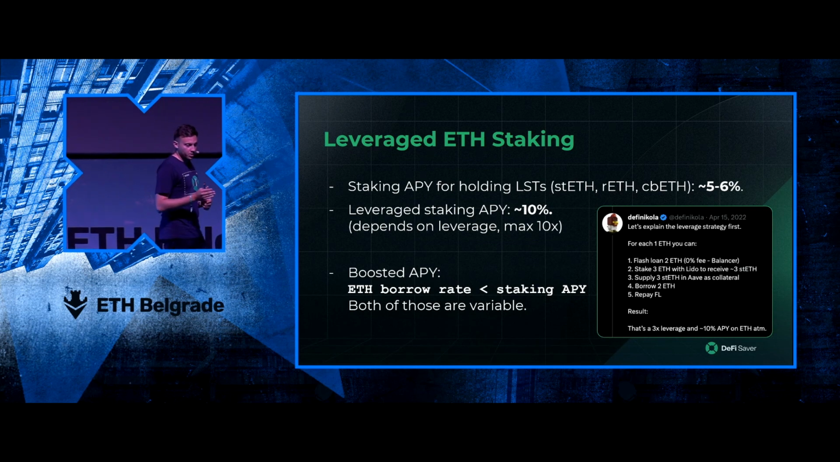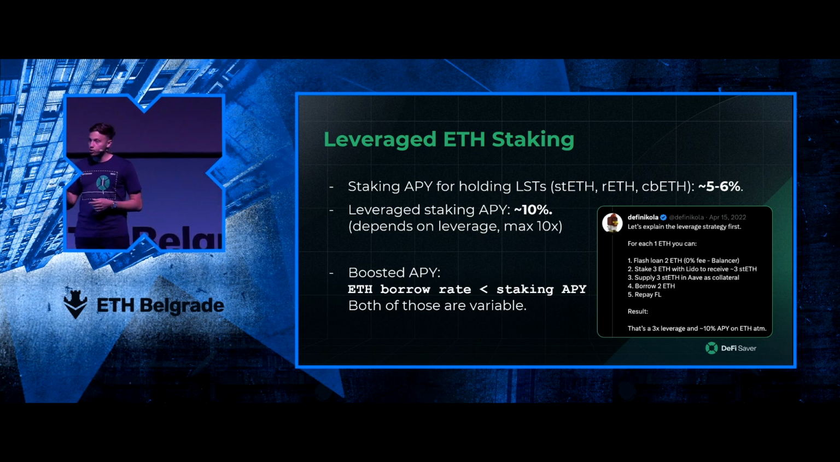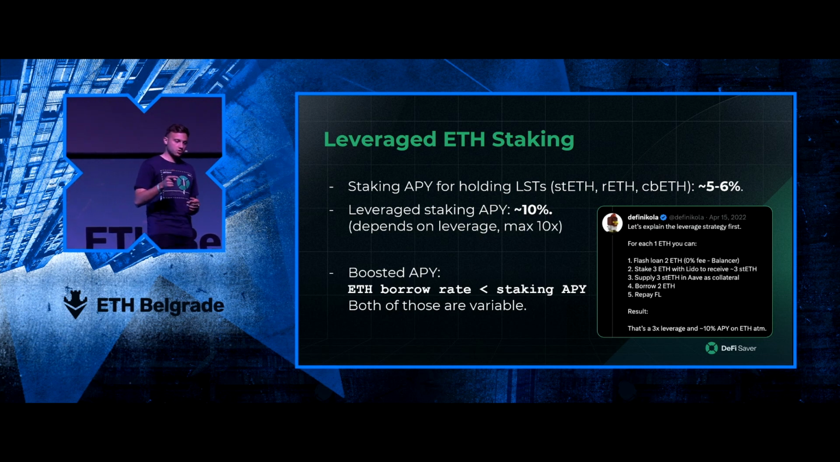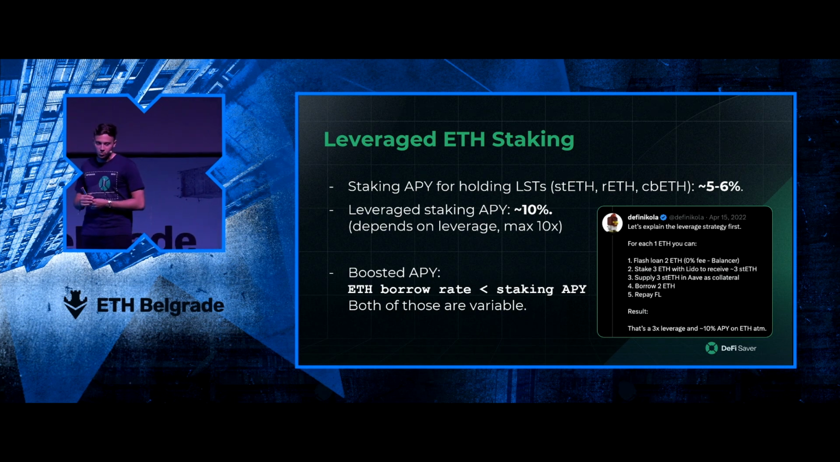The first step would be for each ETH, you can flash loan another 2 ETH, stake that free ETH with some liquid staking provider, let's say Lido, and then supply that staked ETH into one of the DeFi lending protocols, and borrow 2 ETH against it, use the 2 ETH to repay the flash loan. The result is a 3x leverage position, whose goal is to boost your APY.